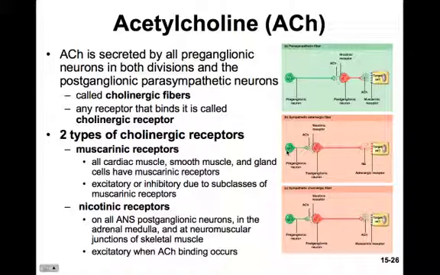That's all preganglionic fibers and the postganglionic fibers of the parasympathetic system. What are the two types of receptors? Muscarinic and nicotinic, which could be either excitatory or inhibitory depending on which subclass and what tissue they're located in.